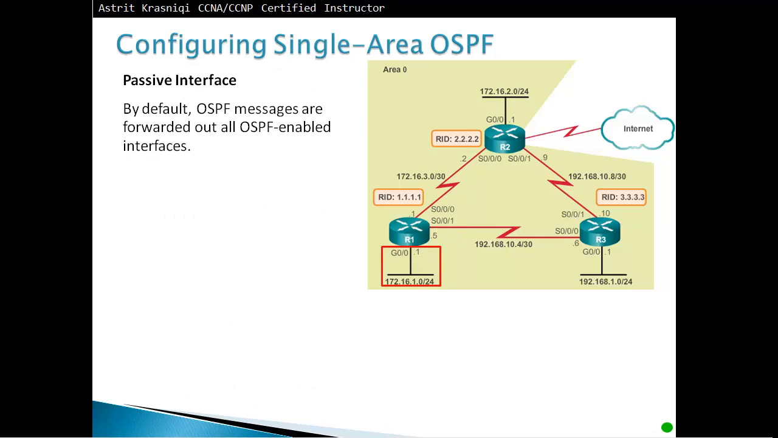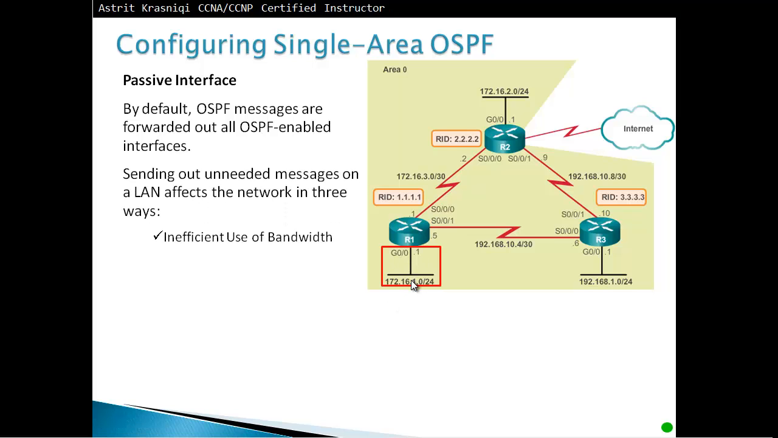Passive interface. By default, OSPF messages are forwarded out of all OSPF-enabled interfaces. So there's going to be hello messages going this way, and as you can see, there are no neighbors expected in there. For that reason, we have to make that interface passive. Sending out unneeded messages on a LAN affects the network in three ways. First is an inefficient use of bandwidth. Second, inefficient use of resources. And the third, most risky, is a security risk, because some user can bring his laptop, enable OSPF on his laptop, become neighbors with you and get all your routes.